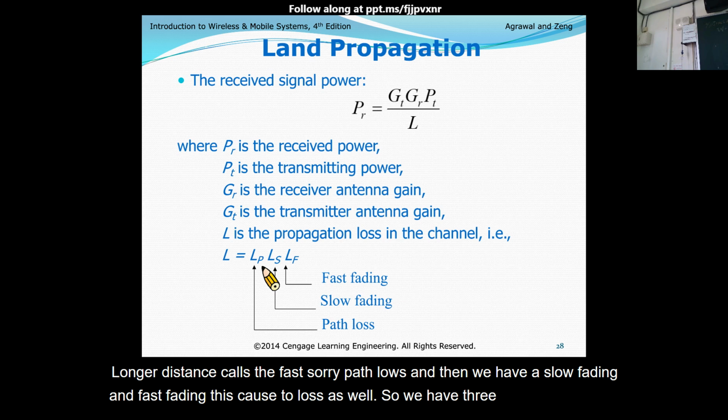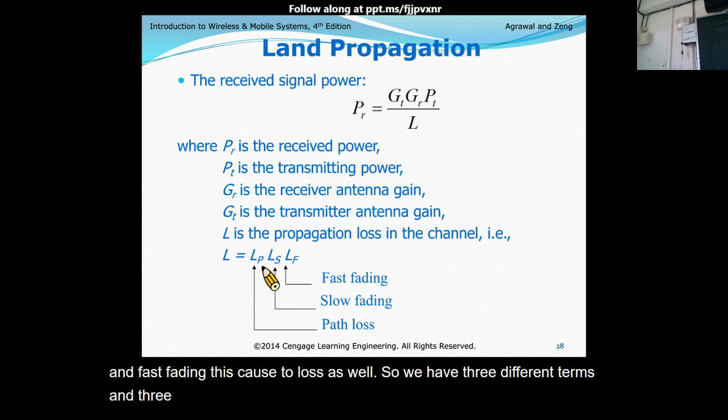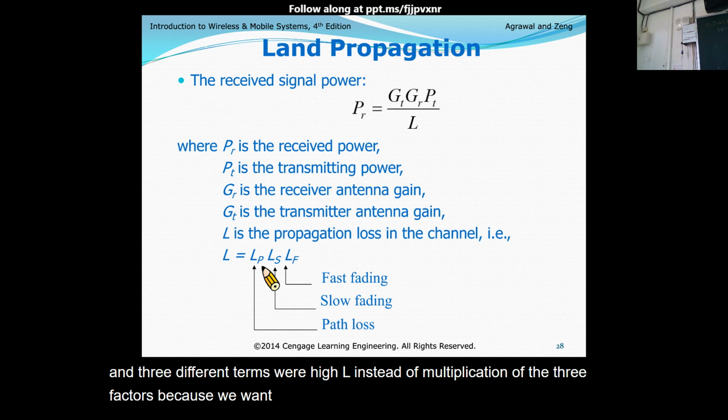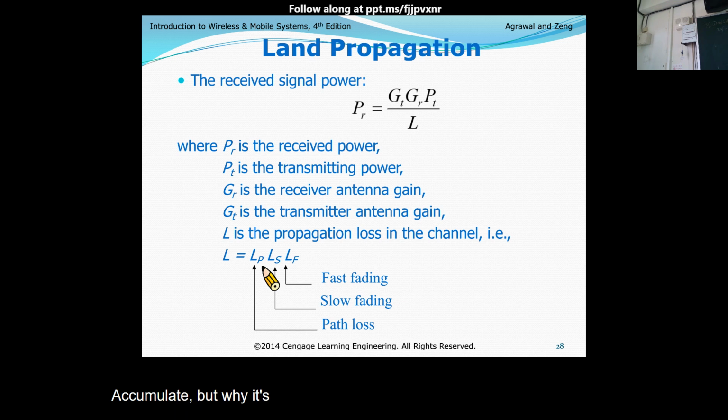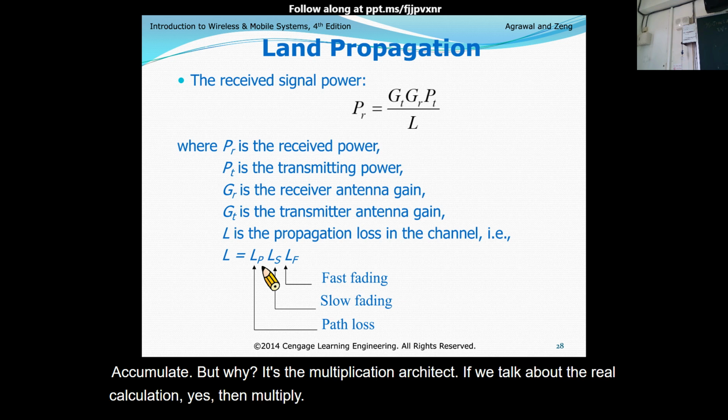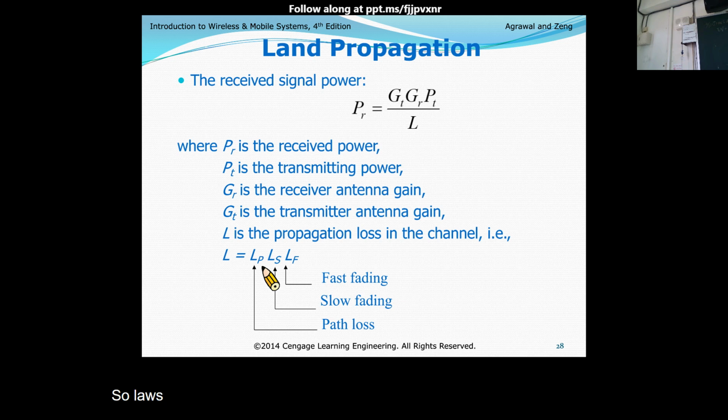And 3 different terms, why? L is the multiplication of the 3 factors. Because we want to accumulate. Well, maybe you have a question. Accumulate, but why is it the multiplication? Actually, if we talk about the real calculation, yes, gain, multiply. So loss is actually divided and divided and divided. So we have 3 different terms.